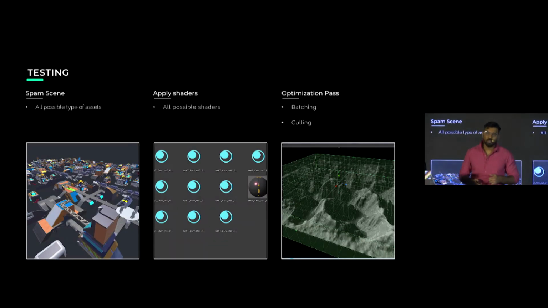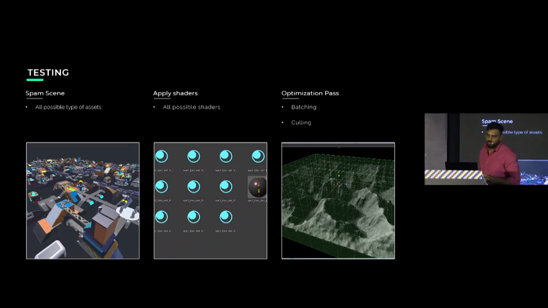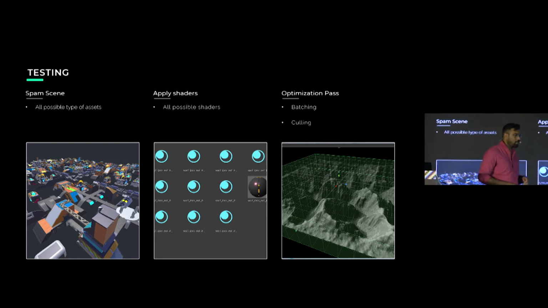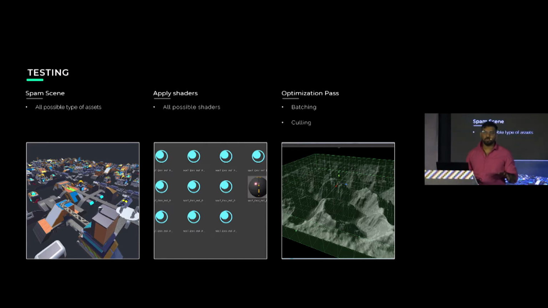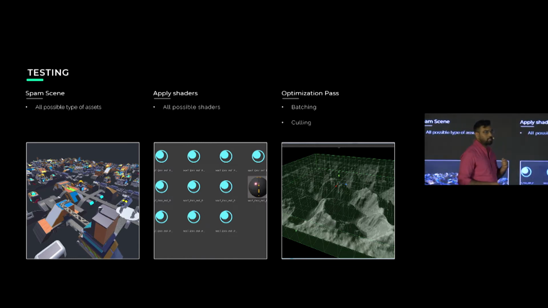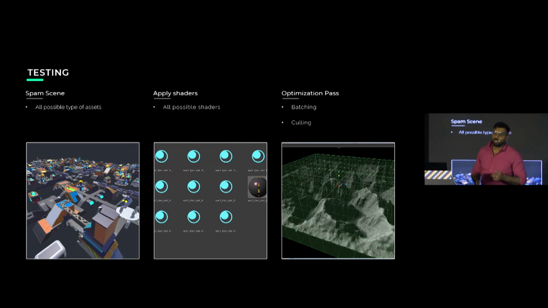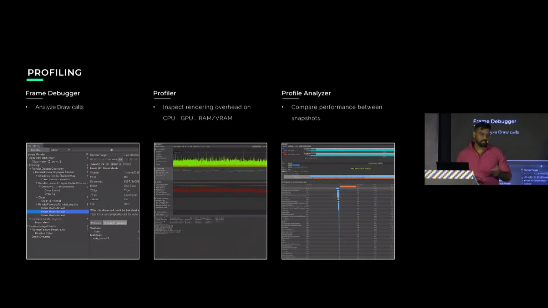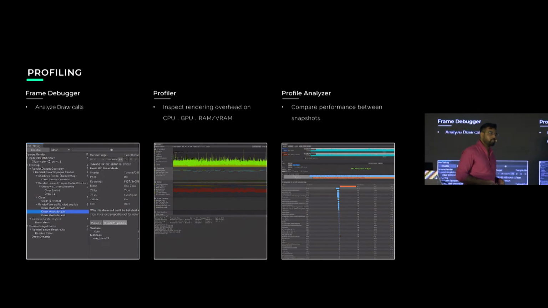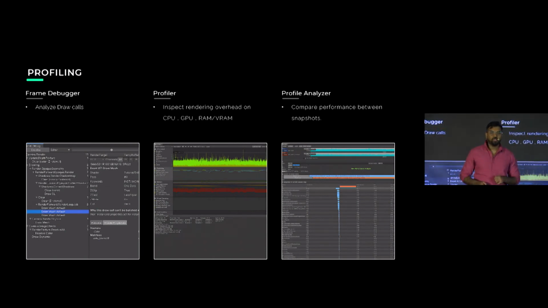Now, how do we set up our testing? First thing first, we just spam the scene with all kinds of objects we have. This object, that object, emissives, renderers. Every kind of object you have, just spam it inside the scene. Apply all the shaders. And then just do an optimization pass, like apply your custom culling, occlusion culling, and LODs, and just profile it. So at Indus, we use Unity.